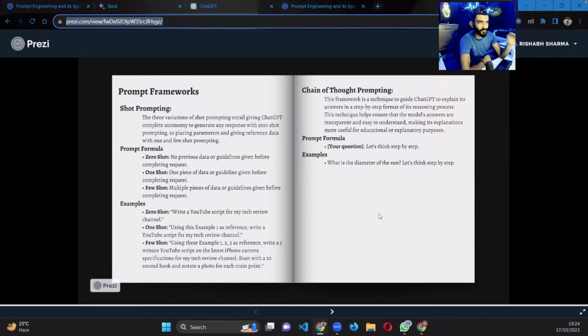As I have asked it to let's think step by step, I have given it a condition, like how I want my answer to be. So when I say what is the diameter of sun, that is zero shot prompting, because I have not given any prior information about what I want my answer to be like. But when I say, okay, what is the diameter of sun, let's think in step by step form, this is one shot prompting. Okay, cool.